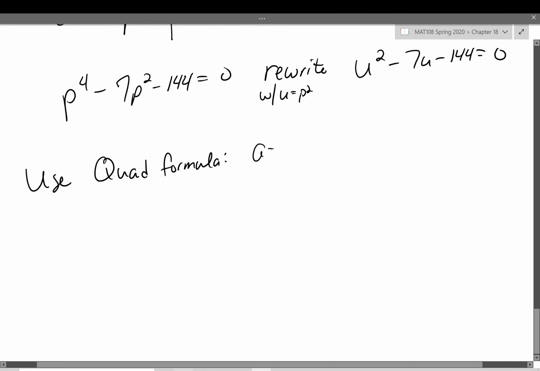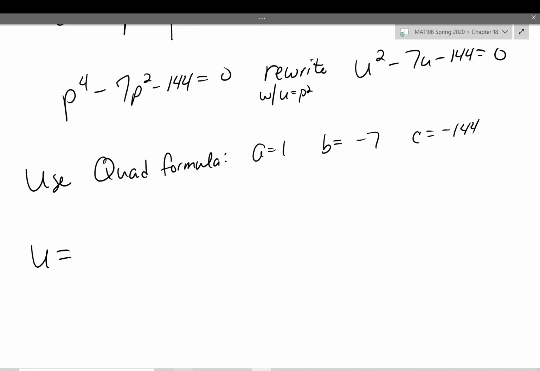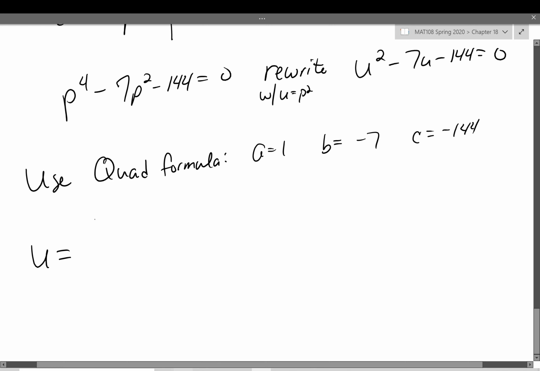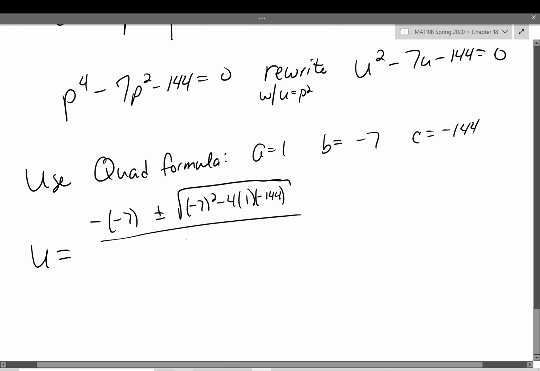So a equals 1, b equals -7, c equals -144. Watch what I write here, this is very important. I'm going to write u equals, because with the quadratic formula you normally use x equals, but since my variable is now u, I use u equals. So u equals -7 plus or minus the square root of -7 squared minus 4 times 1 times -144, all over 2 times 1. That gives me 7 plus or minus.